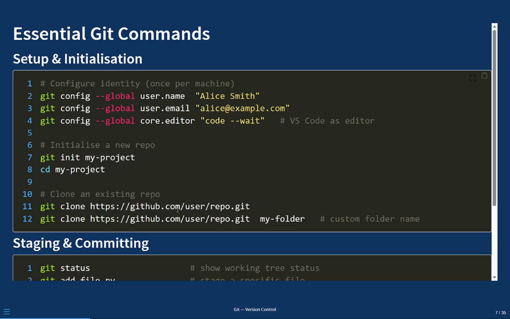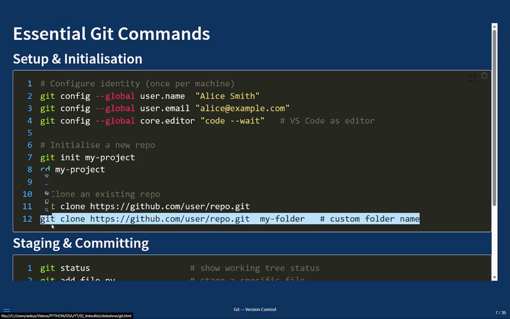Your first commit sets everything in motion. git clone copies an existing remote repository to your machine, full history included. The second form lets you specify the local folder name instead of using the repo name.